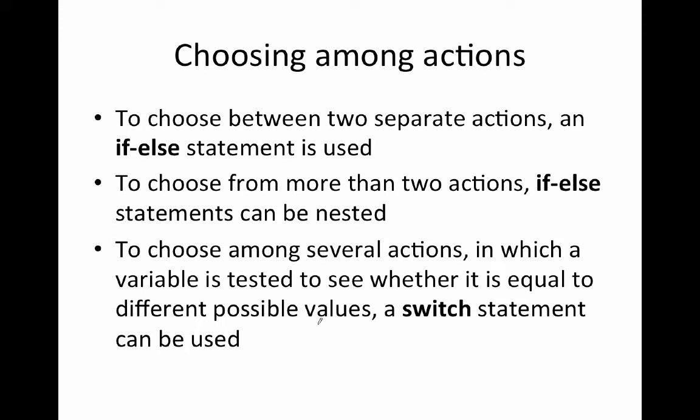In C, if we want to choose between actions or among different actions, we have several choices. To choose between two separate actions, an if-else statement is used. If we want to choose from more than two actions, we can use a nested if-else statement. And also, if we want to choose among several actions in which a variable is tested to see whether it's equal to different possible values, then we can use a switch statement.